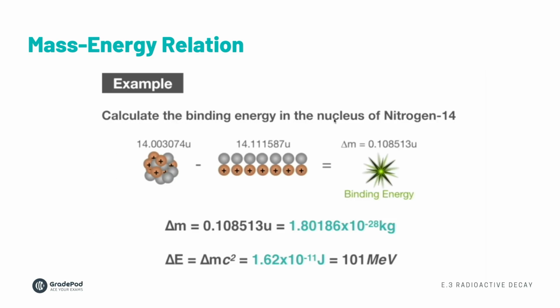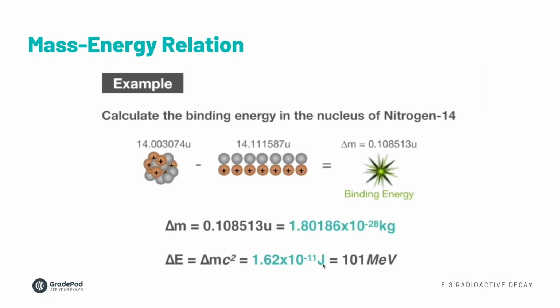Calculate the binding energy in the nucleus of nitrogen-14. So we have this missing mass. That one weighs less than that one. So the missing mass is 14.111587 u minus 14.003074 u, which gives us a change in mass of this. We want to pop that into E equals mc squared, but we need to change it into kilograms first. So we change it into kilograms, times it by 3 times 10 to the 8 squared, and we come out with 1.62 times 10 to the minus 11 joules.